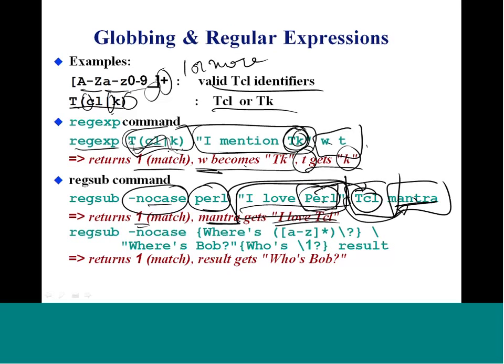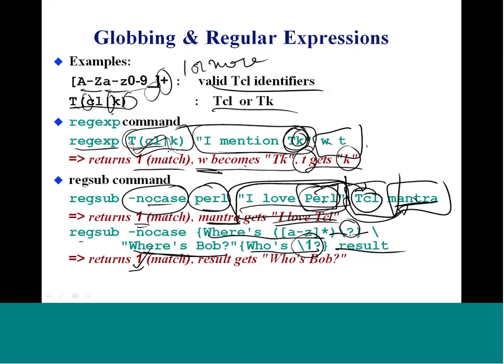Okay, so now here is one example, one quick question. We use -nocase, then where is [A-Z]*\?, and then the string "Where is Bob", and then the sub spec is "Who's \1", and then put it in result. So how do we interpret this? This is going to match "where is" followed by any name followed by a question mark. Here the string is "Where is Bob", so it matches and returns 1, a perfect match.